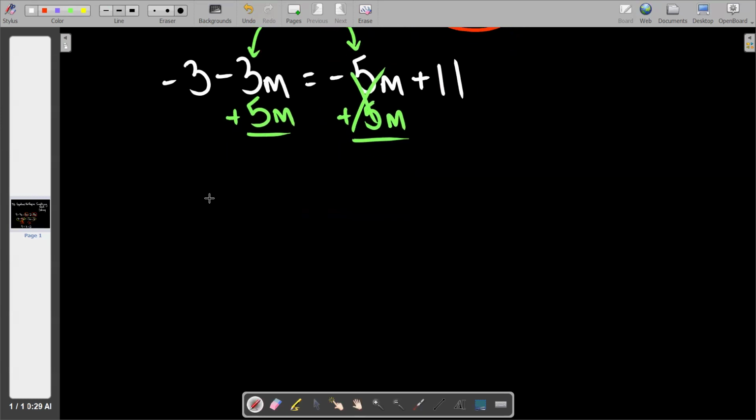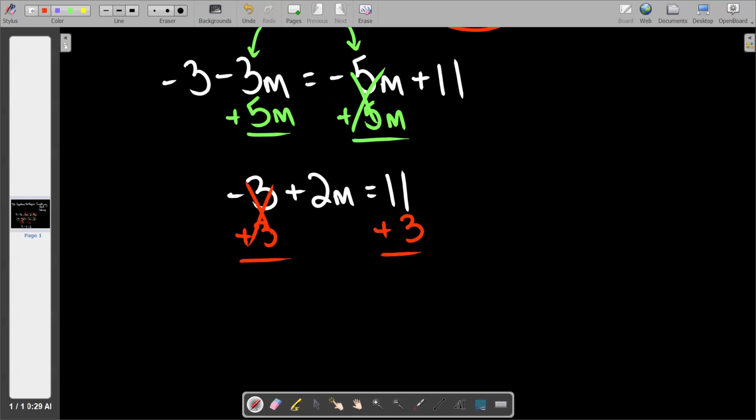And we're left with what? What will my next whole line say? Positive 30m. 11. 3 steps down, 2 to go. Positive. Add 3 to both sides. Next line. Next line. Next line. Josh.